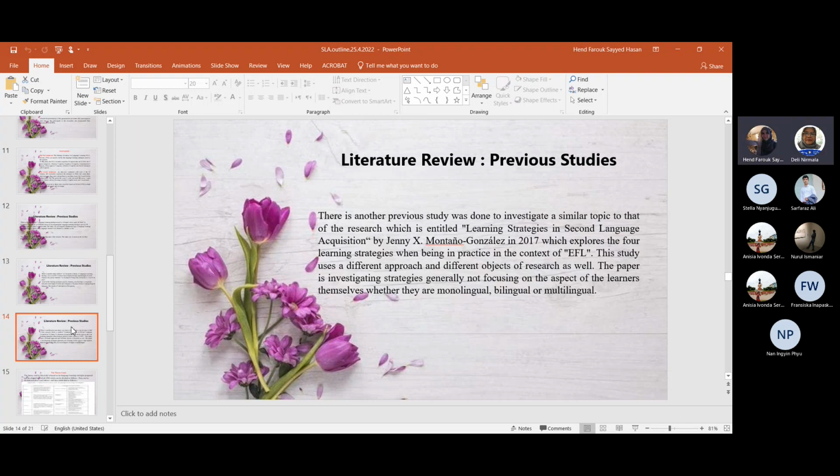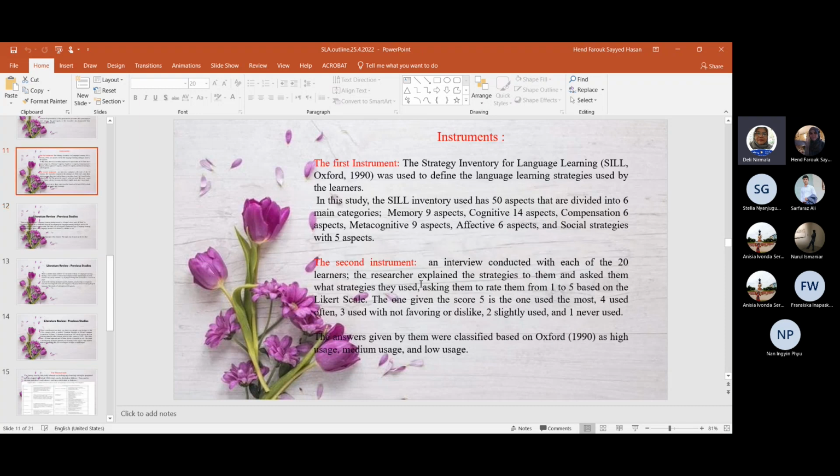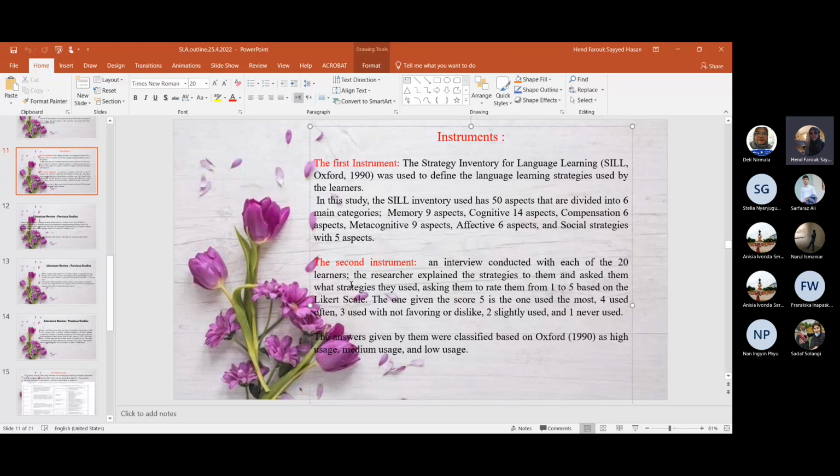Okay. And then, what is the purpose of using the second instrument? And I didn't see other factors why they prefer such strategies. We didn't ask them about that. Because the questionnaire did not.